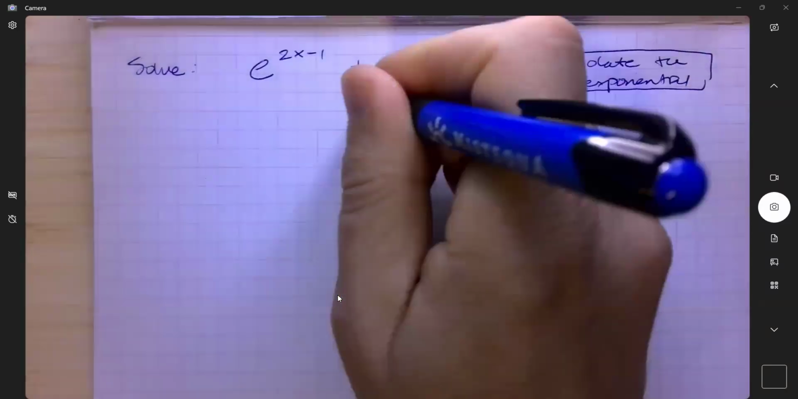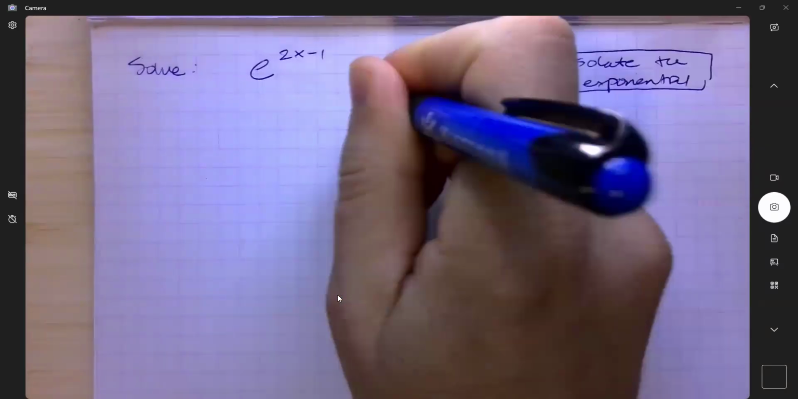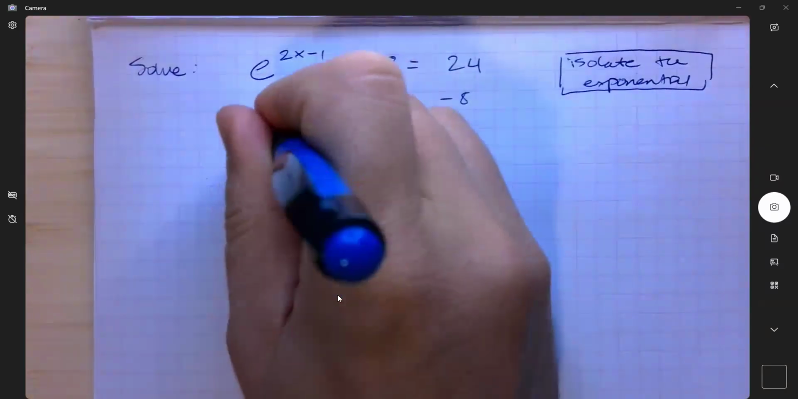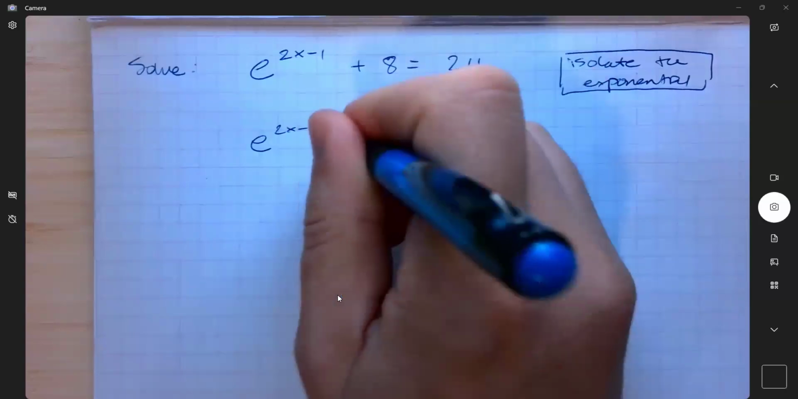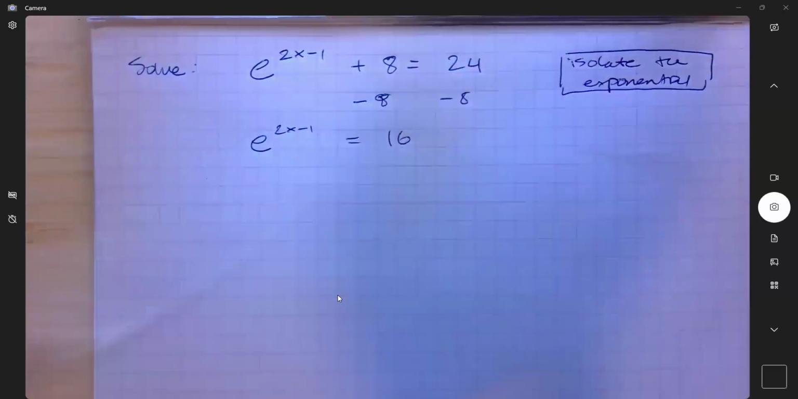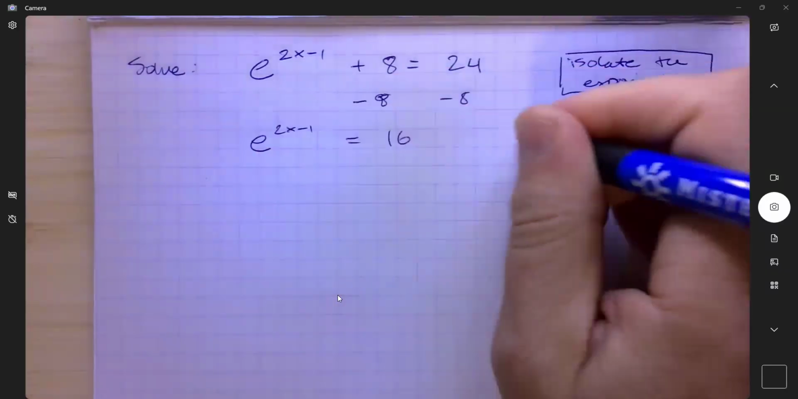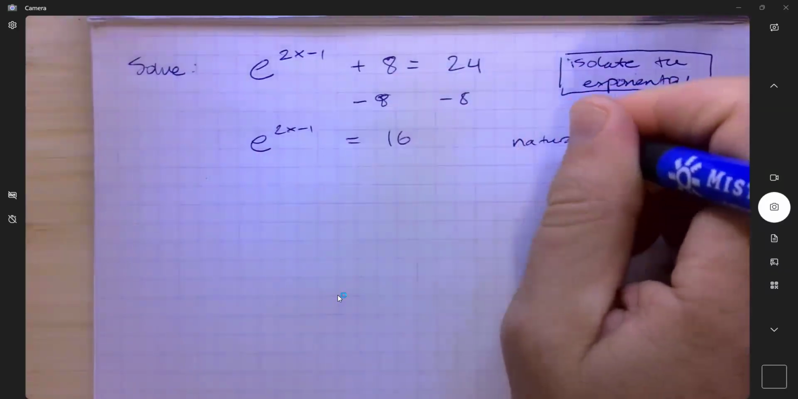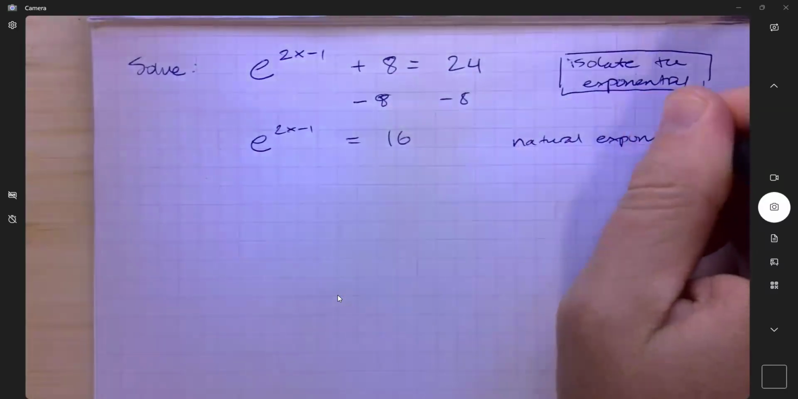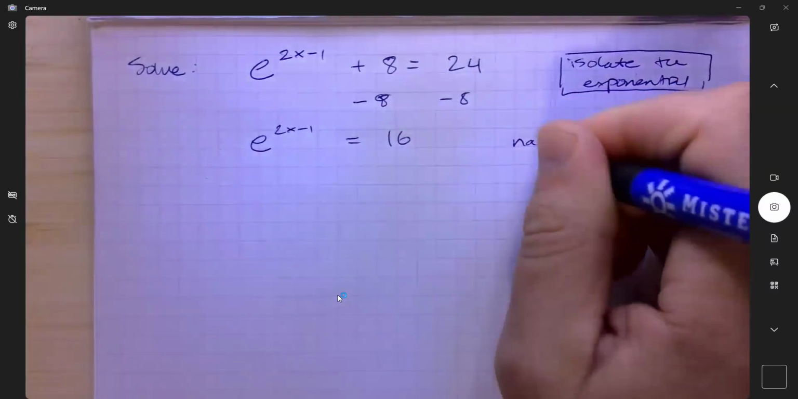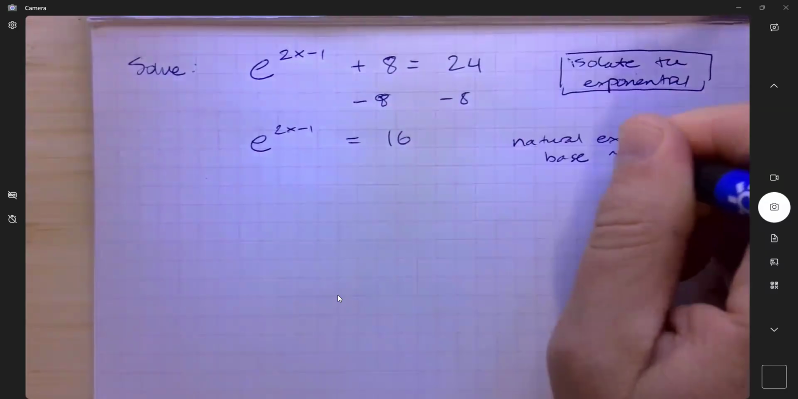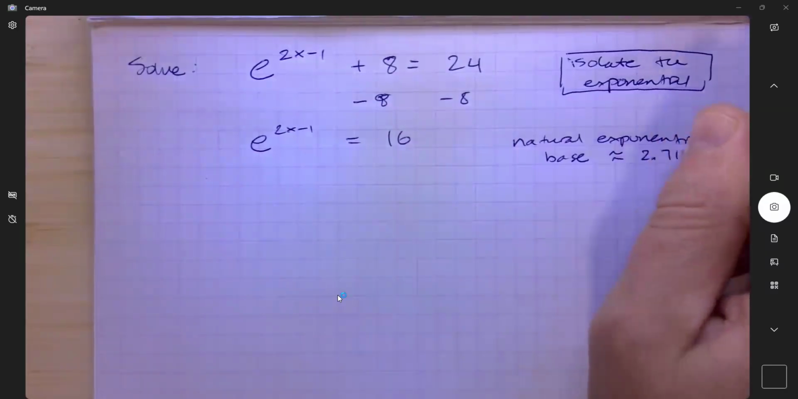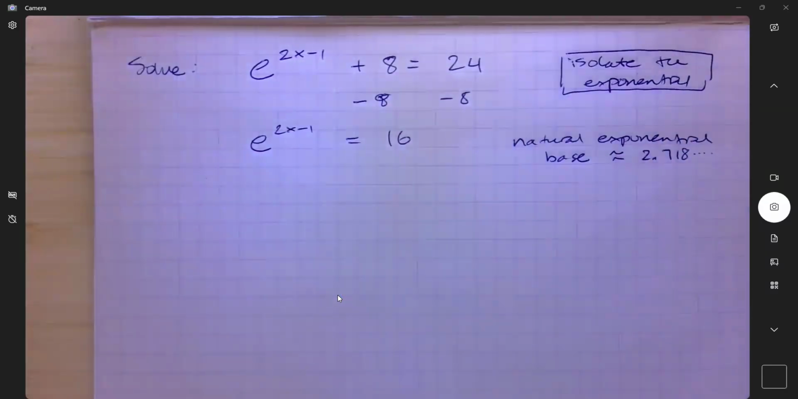In this case, it's fairly easy. I'm just going to subtract 8 from both sides, and I get e to the 2x minus 1 equals 16. And now I'm ready to unwrap my exponential. This is the natural exponential base. It's approximately 2.718, but that decimal goes on forever and never repeats.